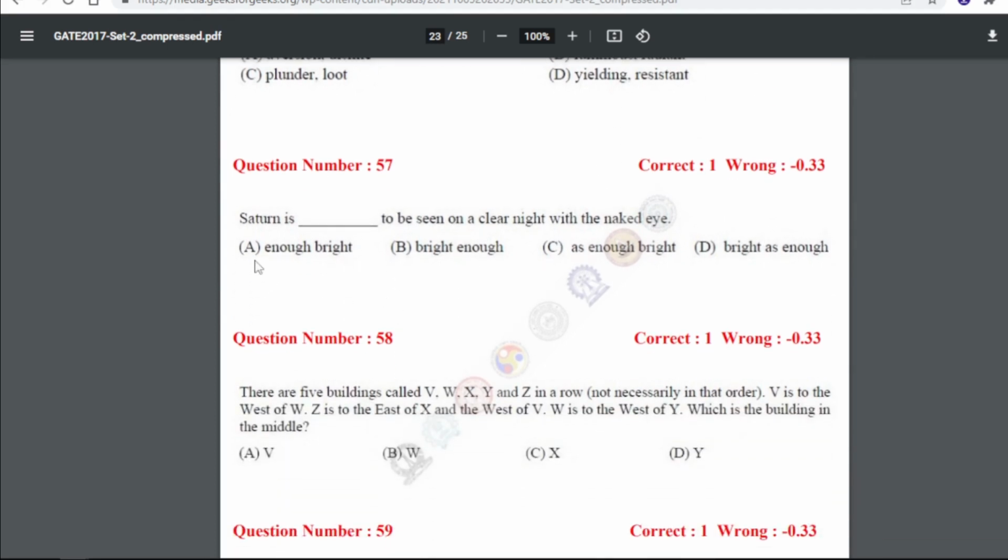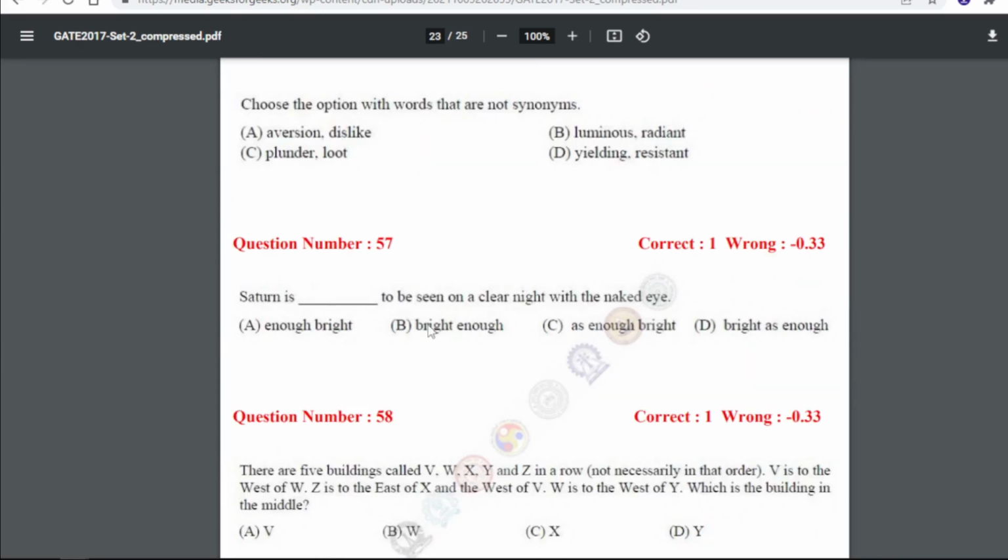Now 57 is, Saturn is for this to be seen on a clear night with the naked eye. Okay, so for 57 our answer is B, bright enough. So Saturn is bright enough to be seen on a clear night with the naked eye.